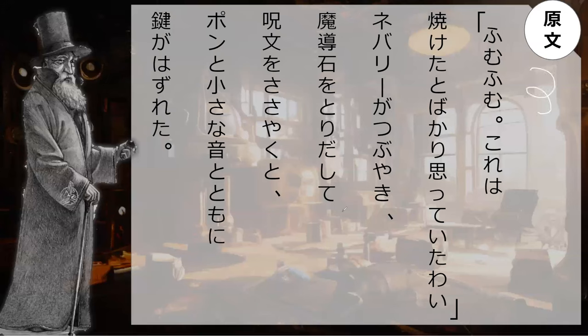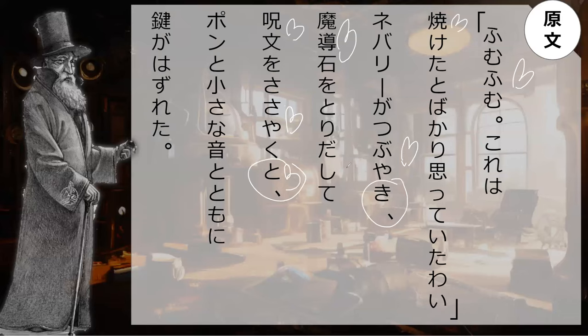Okay, now we get to go read the line from the book. Fumu, fumu, kore wa. Yaketa to bakari omotte itawai, Nebari ga tsubuyaki. Madoseki o toridashite chumon o sasayaku to. So here we have both verbs going on here. To mutter and whisper.